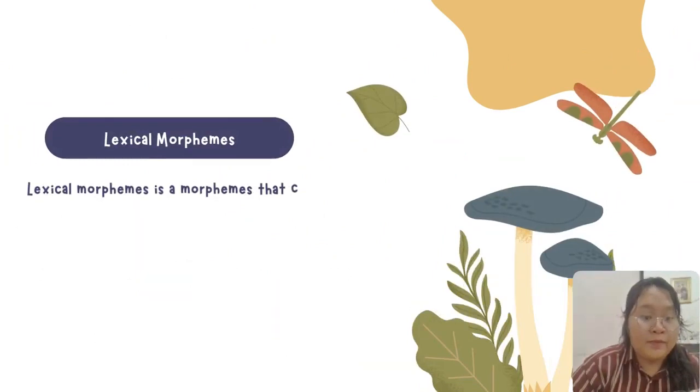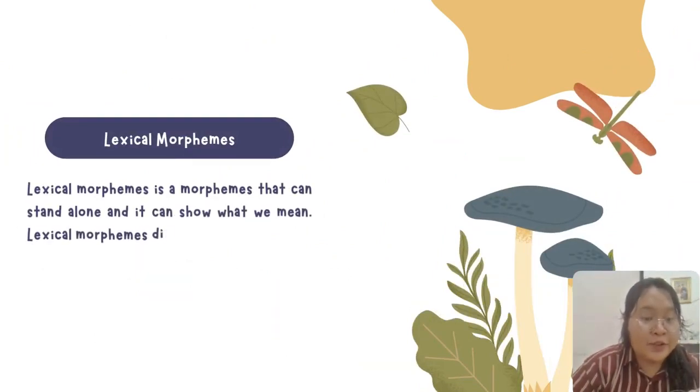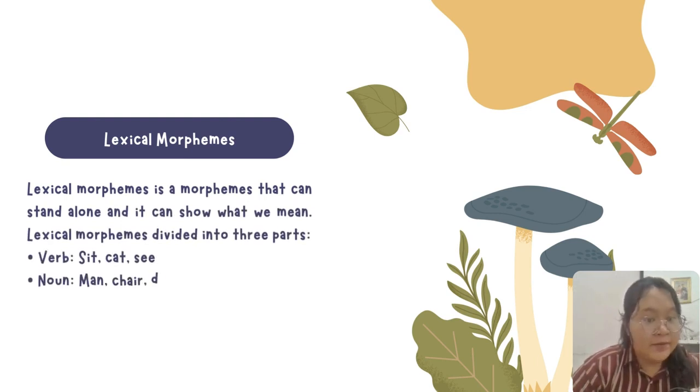Okay, part of the free morphemes are lexical morphemes. It's a morpheme that can stand alone and show what we mean. For example, verb, noun, and adjective. Verbs, we can say see, eat. In nouns, we can say man, chair, desk. Adjectives, we can say beautiful, bad, and happy.